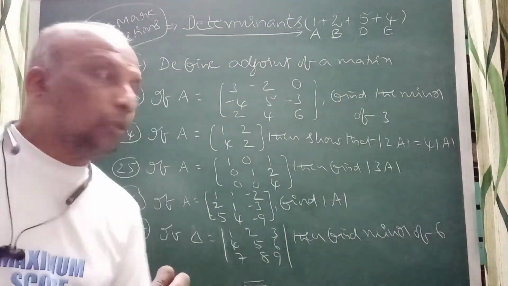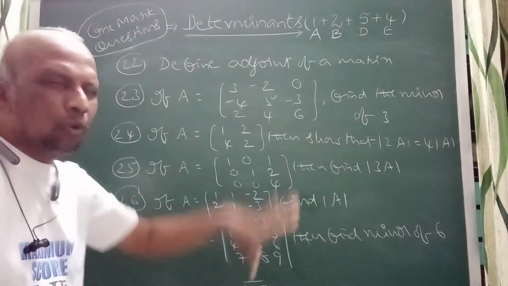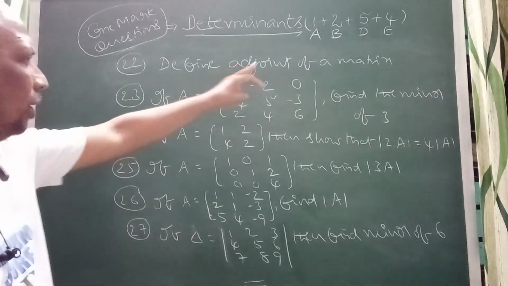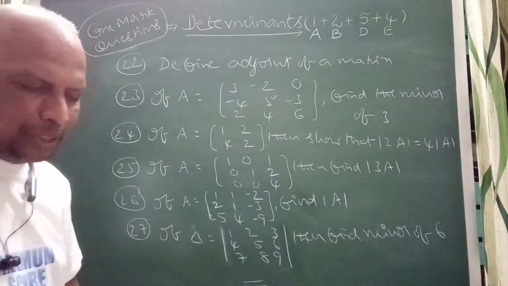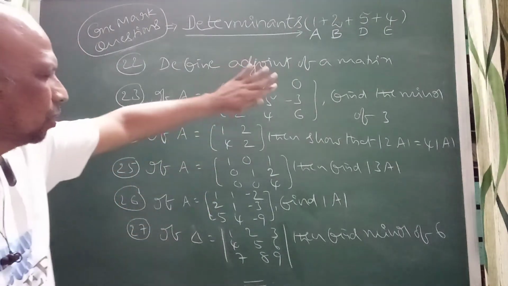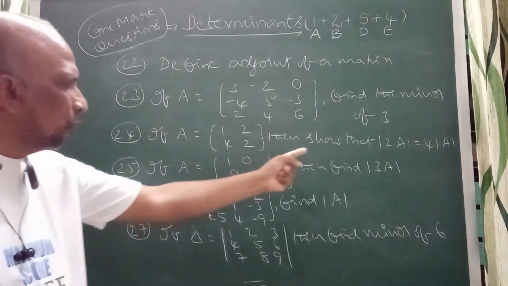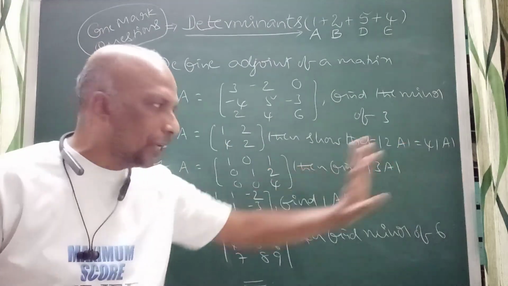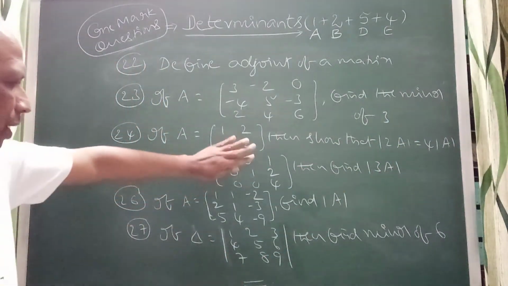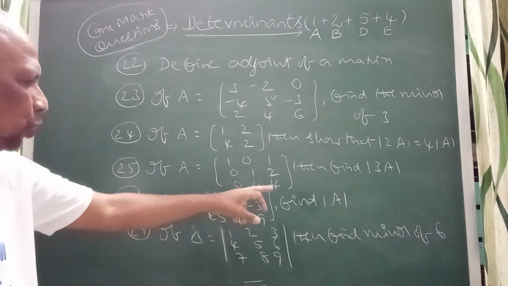I have explained around 21 problems. Along with me, solve these problems also. Define adjoint of a matrix. If A is equal to the given matrix, find the minor of 3. A is equal to matrix 1, 2, 4, 2, then show that det of 2A equals 4 into det A. And the given matrix A is 1, 0, 1, 0, 1, 2, 0, 0, 4.